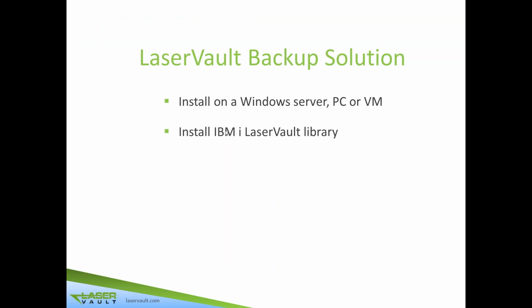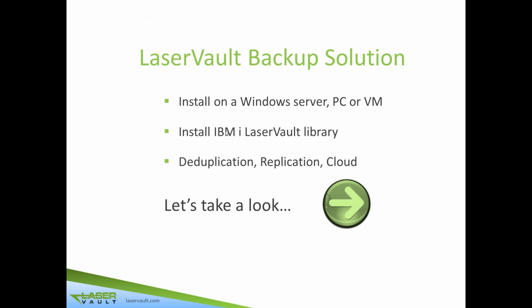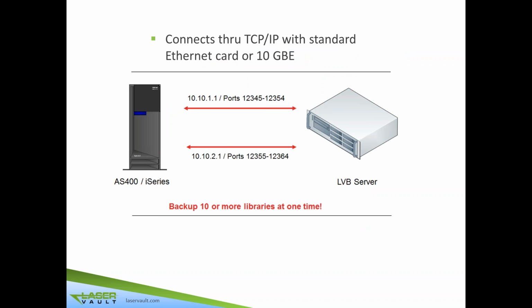Okay, so we talked about the software. We've taken a look at it real quick, just to finish up here. TCP/IP, using that to do saves and restores through 1 gig Ethernet or 10 gig Ethernet. We talked about using multiple ports, up to 10 ports for each backup instance. That would allow you to do 10 libraries at the same time.